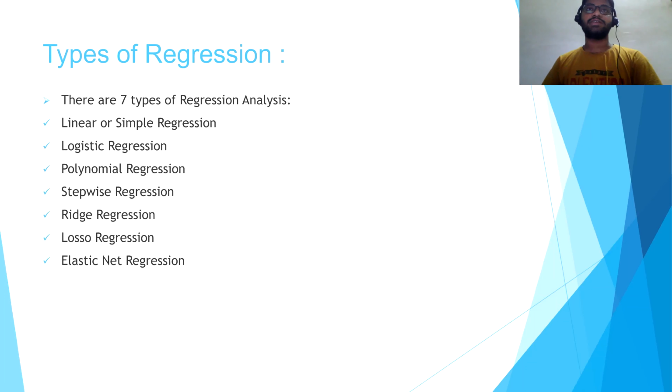So types of regression, guys. There are seven types of regression analysis. Number one is linear or simple regression. Number two, logistic regression. Number three, polynomial regression. Number four, stepwise regression. Number five, ridge regression. Number six, lasso regression. And number seven, elastic net regression. Among these, we use linear, logistic, polynomial, ridge, and lasso. These five we use very frequently, guys. Most of the problem scenarios will apply only these regression models.